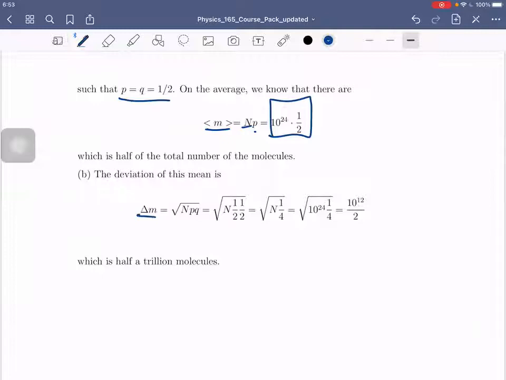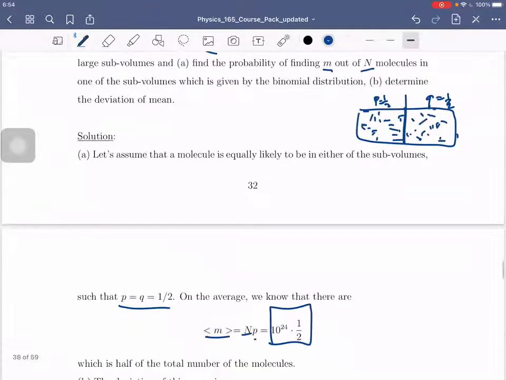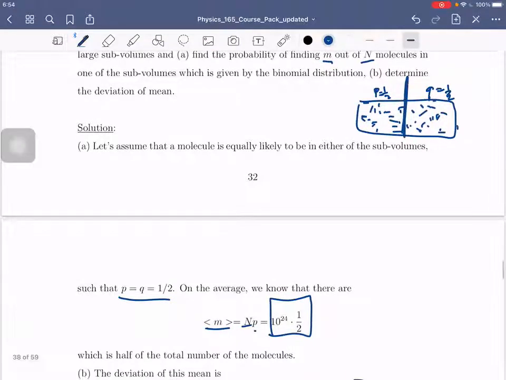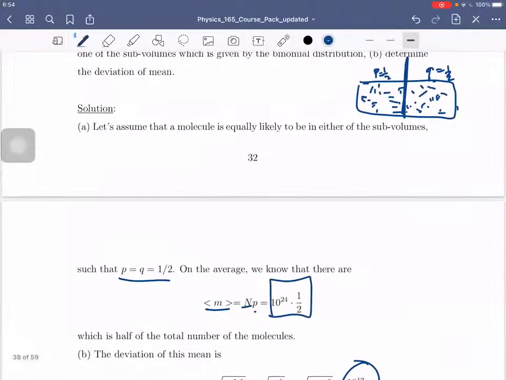So delta M is just similarly dun sa nakuha natin sa deviation, it's just the square root of N, P, Q. So N, P, and Q is just both 1/2. So we have 1/4. N is 10 to the 24. So kunin mo square root, magiging 10 to the 12 over 2. So this is around 500 billion molecules. So sobrang laki pa rin, di ba? Okay? Ang ibig sabihin nun, kung ito yung mean niya, kalahati, yung deviation niya still sobrang dami kapag kinuha mo yung sa sigma niya. Sobrang daming molecules around that area pa rin. Okay?